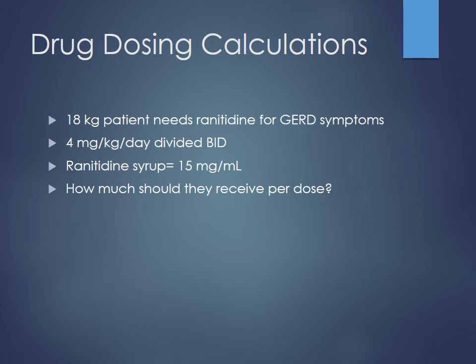Okay, so I'm going to take my 18 kilograms and multiply that by 4. So 18 times 4, so he gets 72 milligrams. Now what do we do? Remember, divide by 2, otherwise you'd be getting double dosed. That 72 milligrams is the daily amount, not per dose. So he's getting how much per dose? 36, and then you divide by 15. Boom, you got 2.4 mLs per dose. Pretty straightforward.